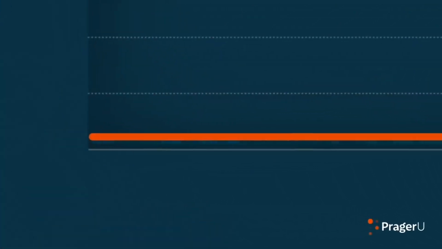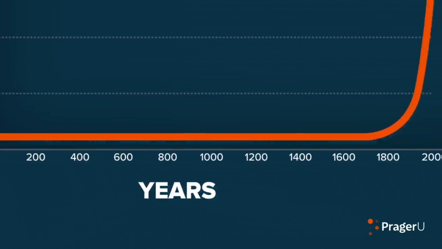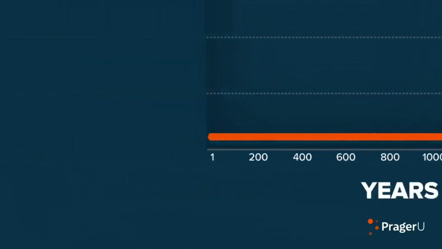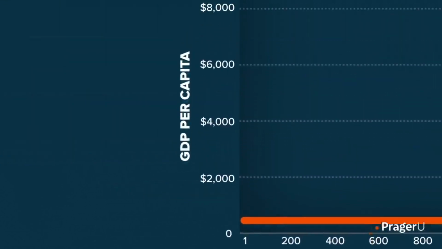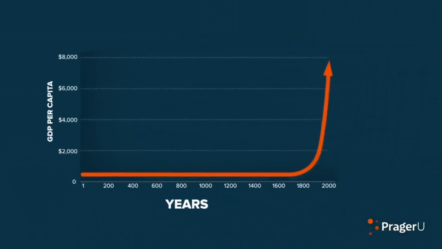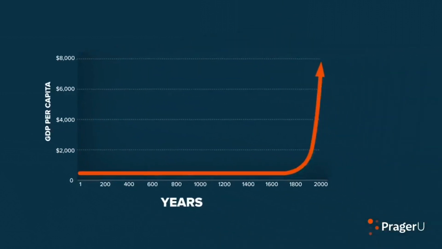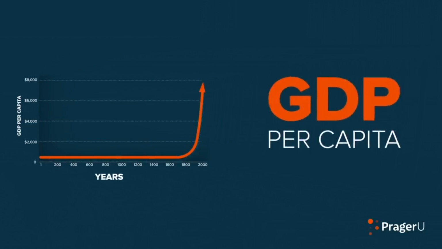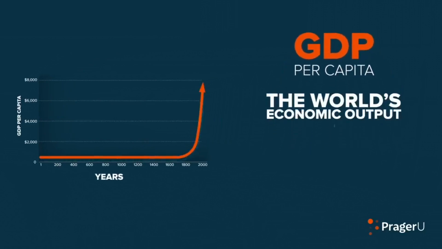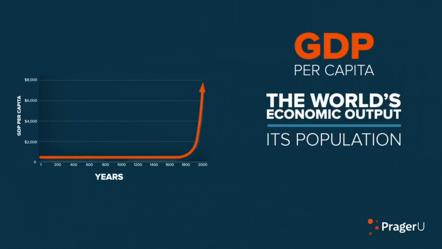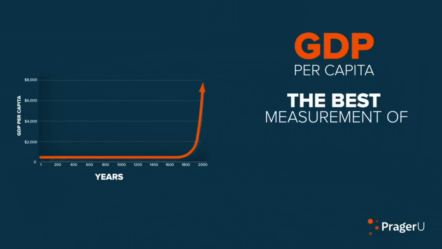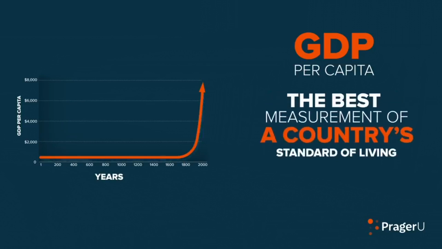The numbers along the x-axis are years, 2,000 of them. The numbers on the y-axis are dollars, all of them, divided by the number of people on the planet. It's what's called GDP per capita, which is the world's economic output divided by its population. GDP is considered the best measurement of a country's standard of living, and in this case, the world's standard of living.